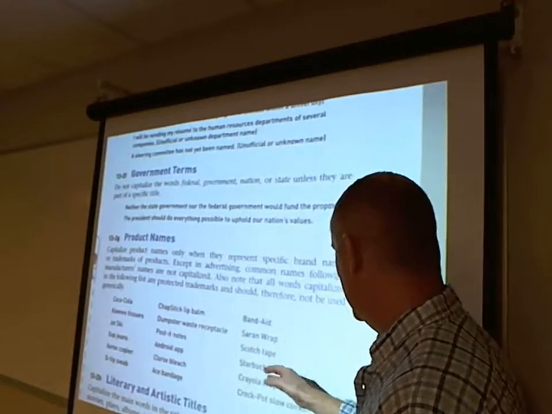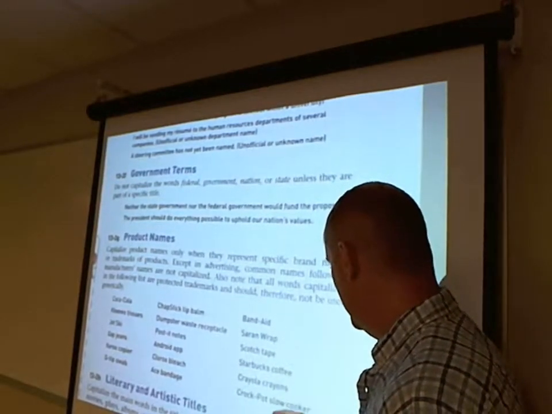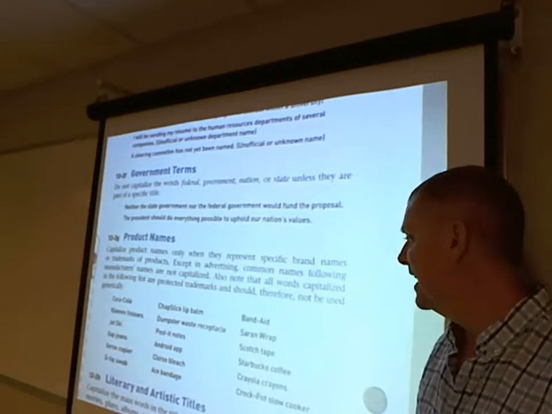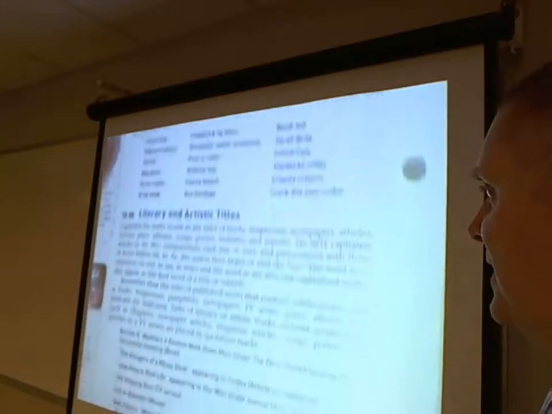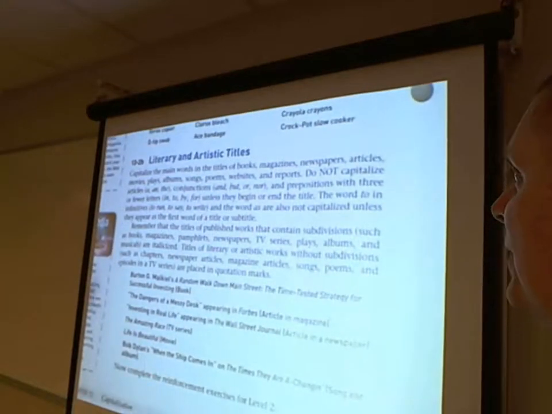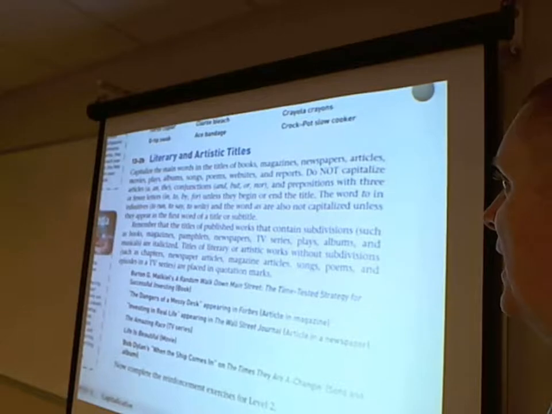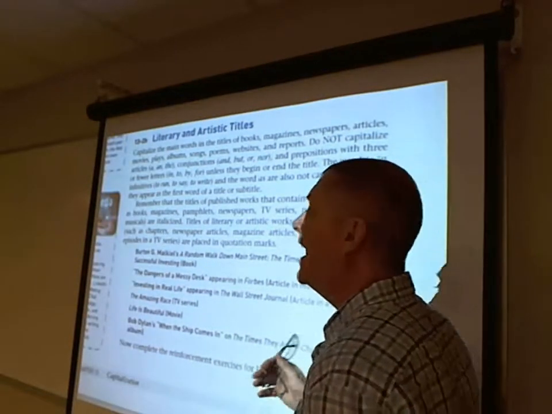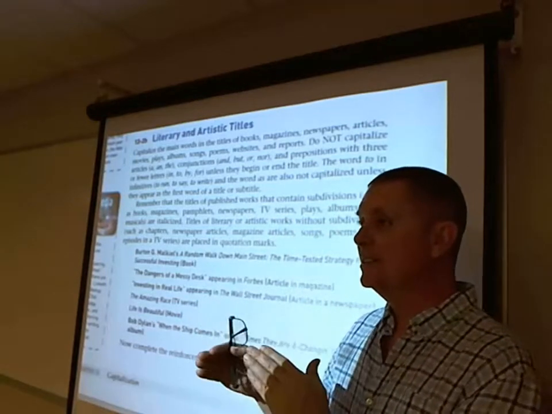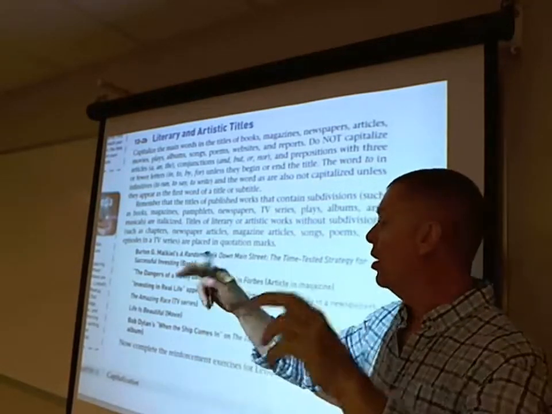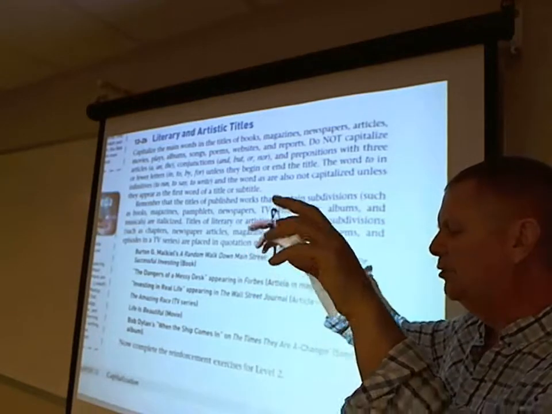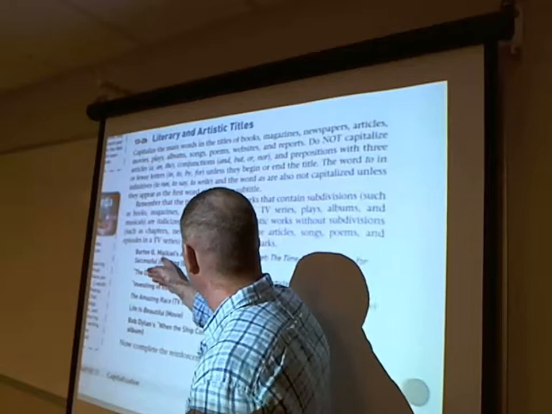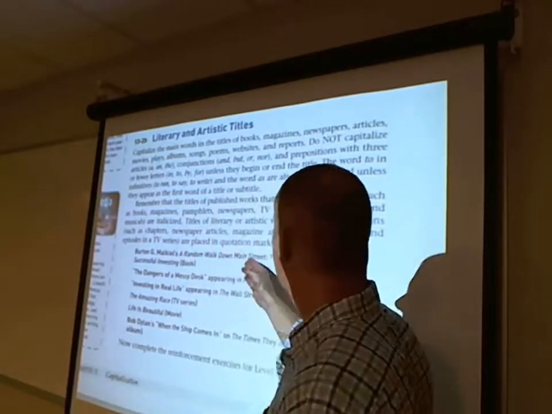Then this is going to be a repeat area, literary and artistic titles. Remember that the main item, the main thing is always italicized, and then any subcategories are placed in quotation marks. For example, Burton J. Malkiel's A Random Walk Down Wall Street, that's the title. The Time-Tested Strategy for Successful Investing, a book. The name of the book is actually in italics.